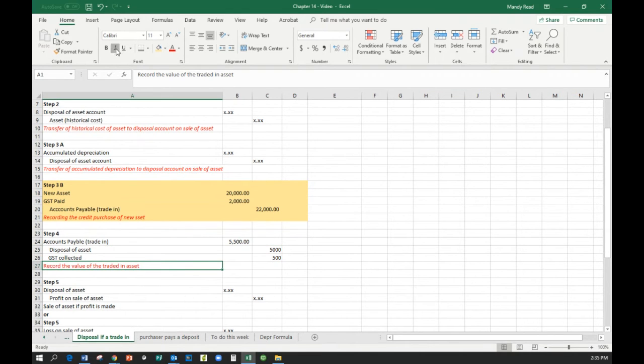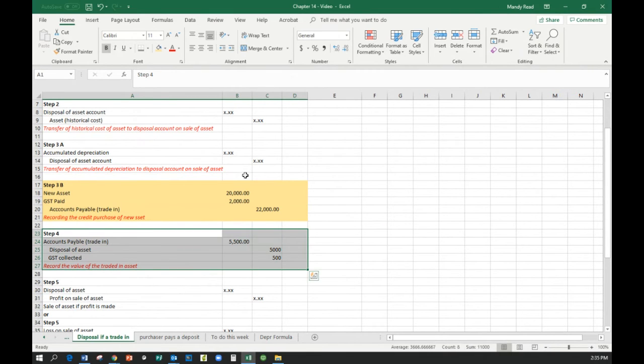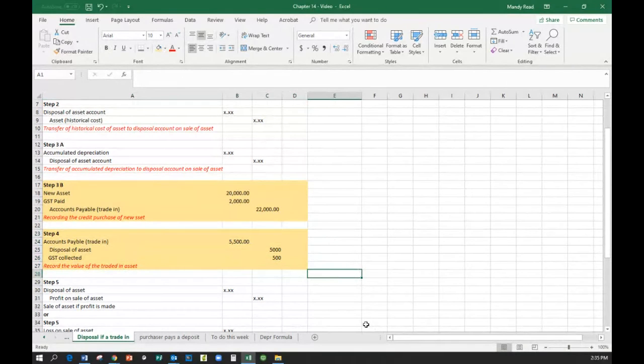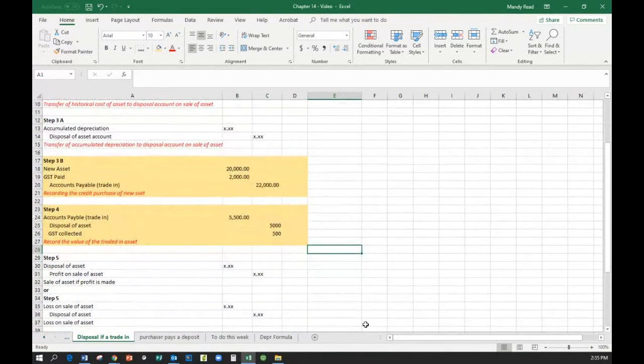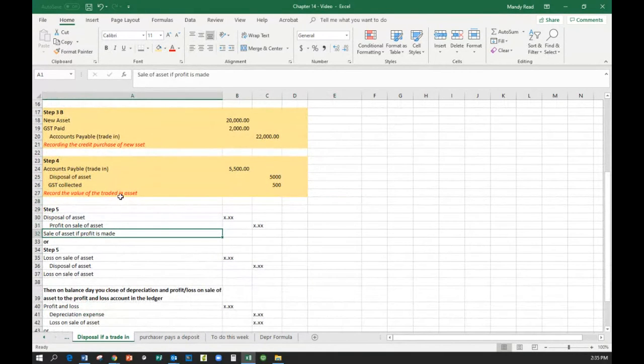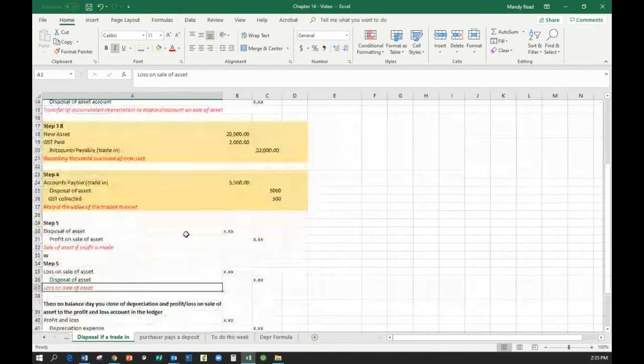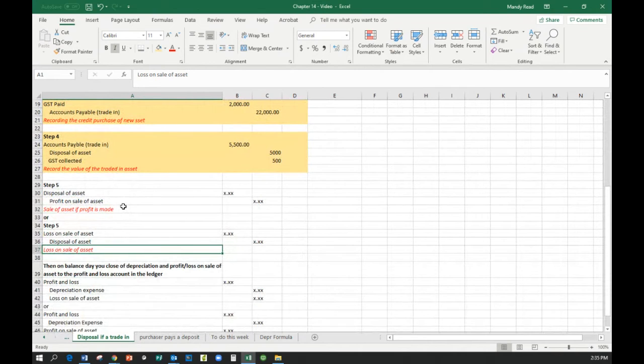So that is the only difference in the whole question, is step number three, and then how we record the sale in step number four. Step number five is still recording the profit, or in this case, the loss on the sale of the asset. And all five of those steps take place on the day you sell the asset.